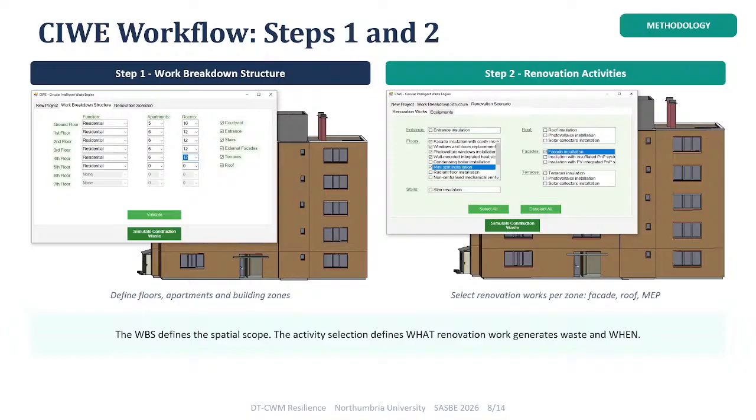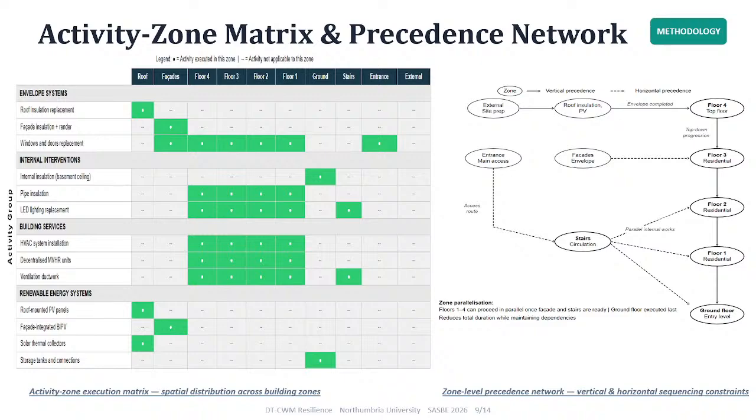We have also incorporated the equipment used during renovation activities, because each tool has a unique waste generation production and also different waste generation. And this produces an activity zone matrix that helps us to show the spatial distribution of renovation workers across the building. And also we have developed a precedence network to define the vertical and horizontal sequencing constraints.